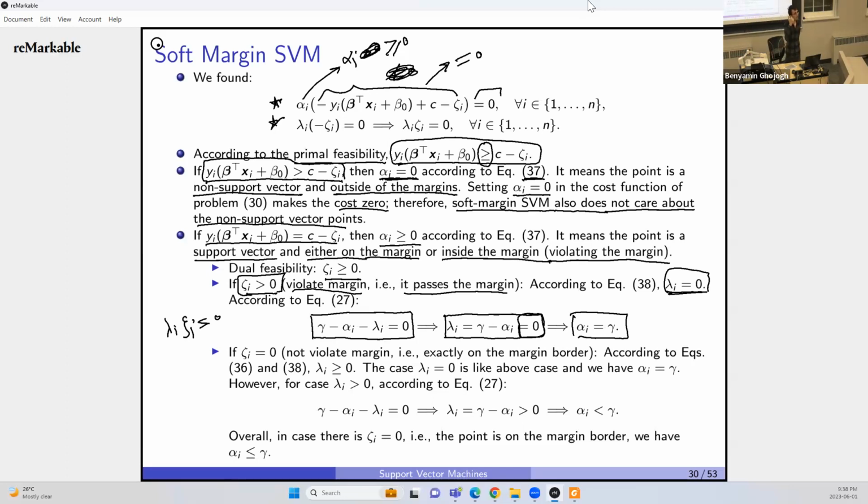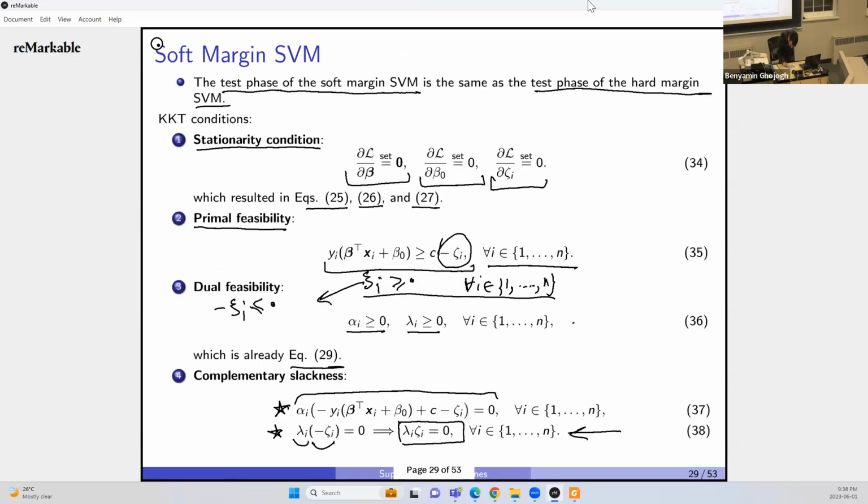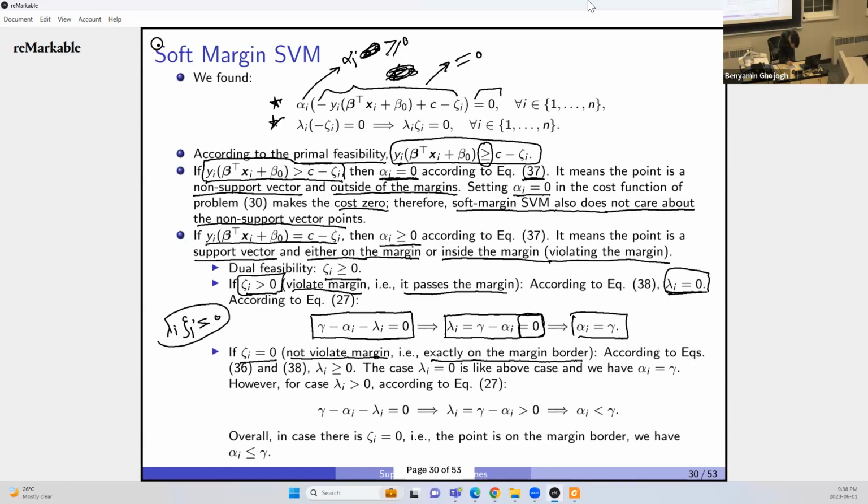Gamma was the regularization parameter in the optimization. If zeta I is zero, not violating the margin, it's exactly on the margin border. According to equations 36 and 38, zeta I is zero, lambda I therefore can be zero, can be non-zero. However, we know lambda I should be non-negative by dual feasibility. Therefore, lambda I should be greater than or equal to zero.